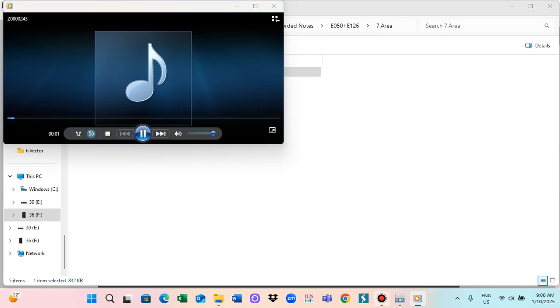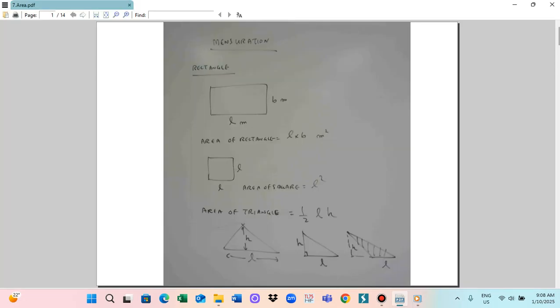About the area. Area can be divided into the rectangle, triangle. Most of the shapes are a combination of the rectangle, triangle, circle, semicircle. So mensuration is a measurement of area by combining regular shapes. Okay, firstly we talk about the rectangle.